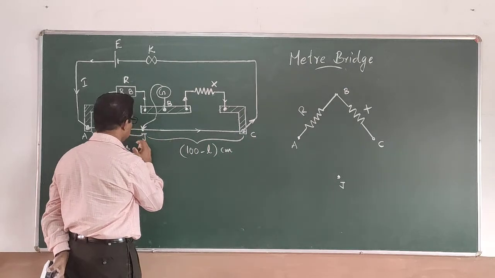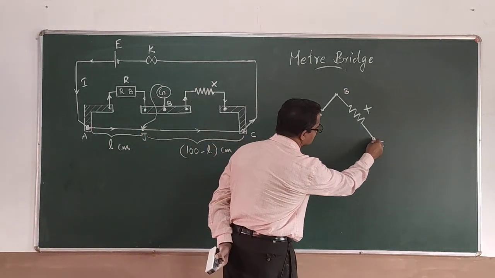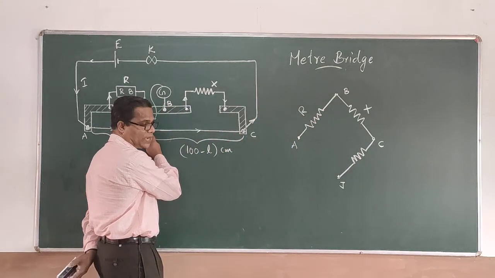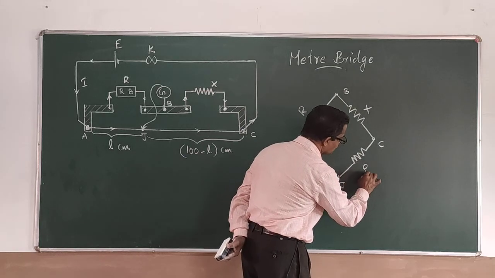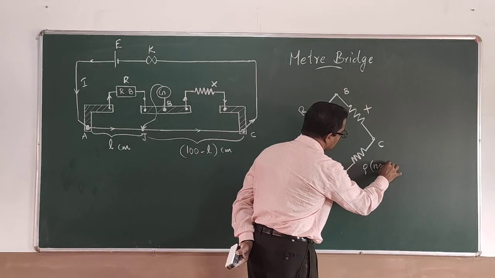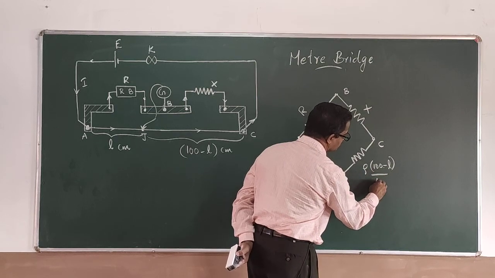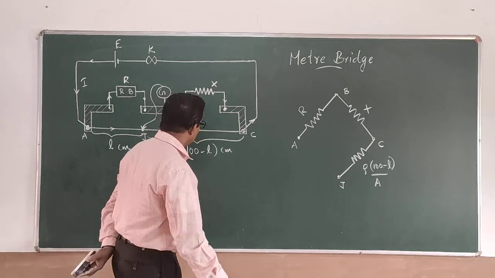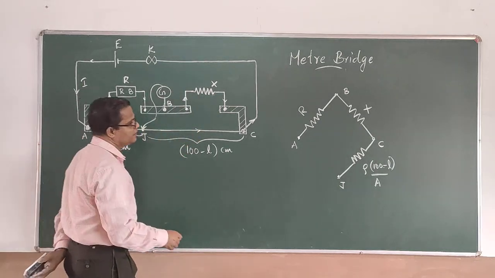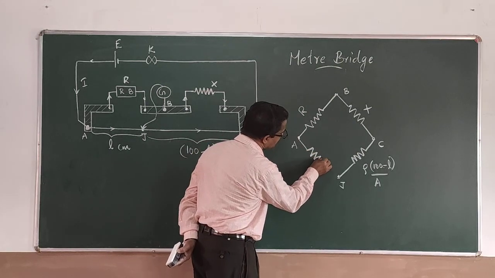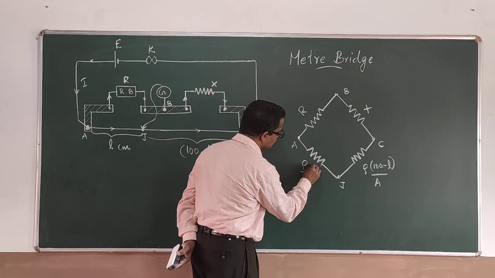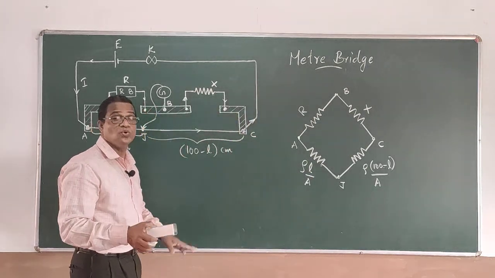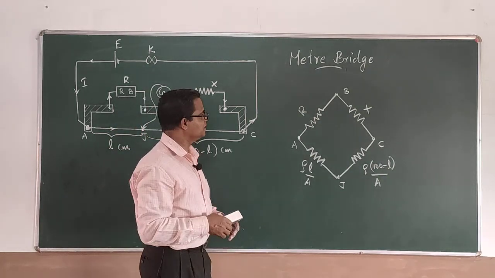Between points C and J, there comes a resistance. That resistance is the resistance of this length of the wire. That means rho into (100 minus L) by A. You know the equation. Like that, between points J and A, rho into L by A, where A is the area of cross section of this wire, rho the resistivity of the wire. We studied.